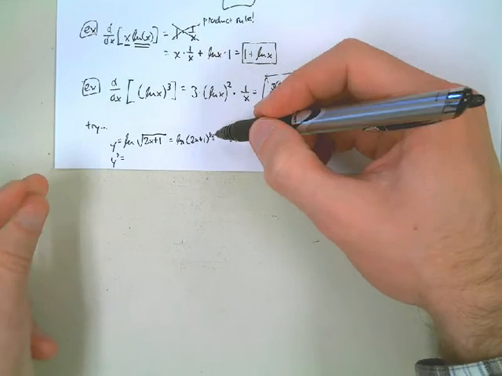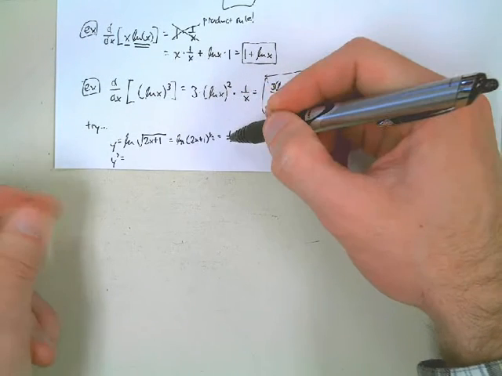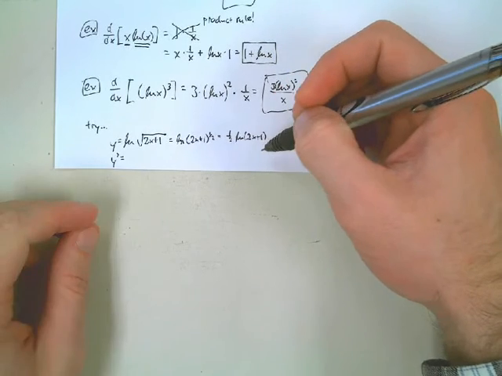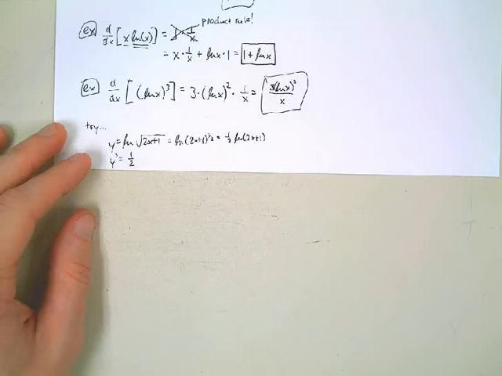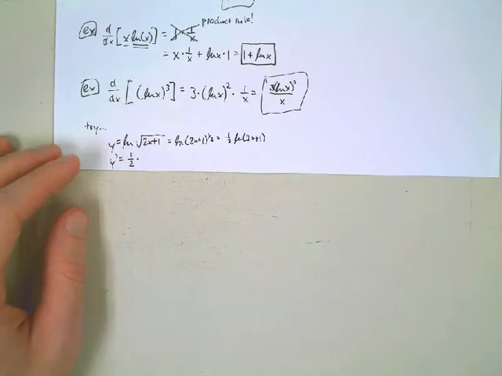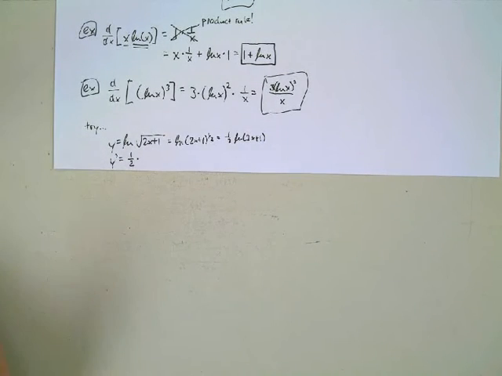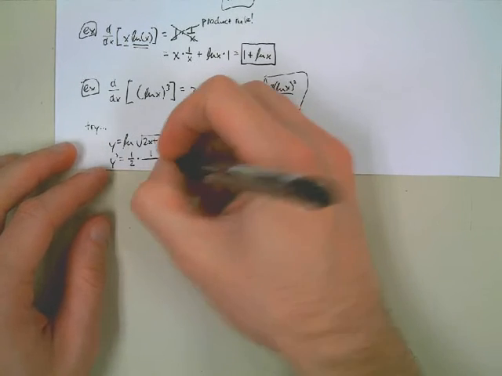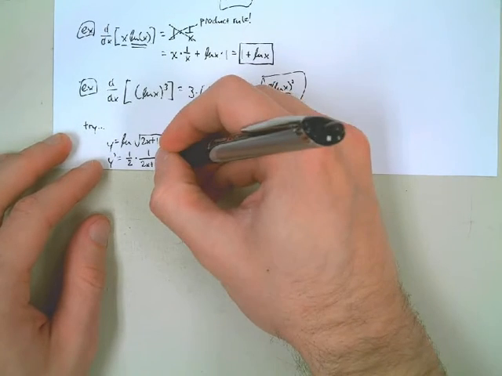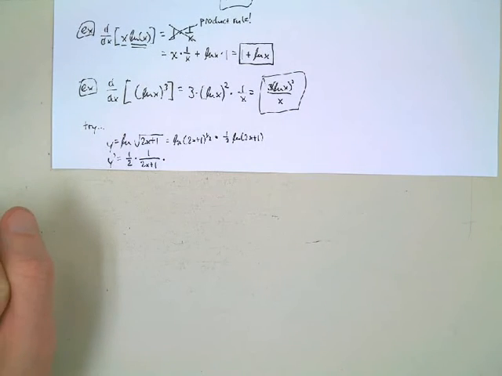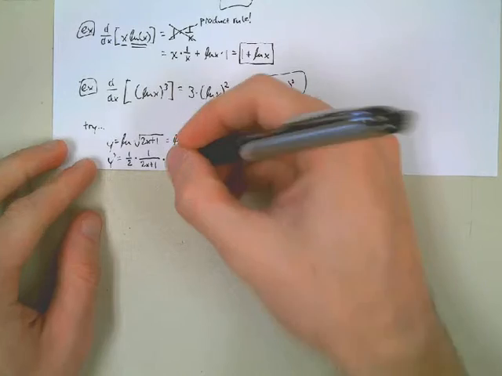We're going to have the 1/2 still, right? Times, what's the derivative of natural log of something? 1 over what? Times the derivative of what's inside, which is 2. So the 2 and the 1/2 cancel, and you're left with 1 over 2x plus 1, yeah?